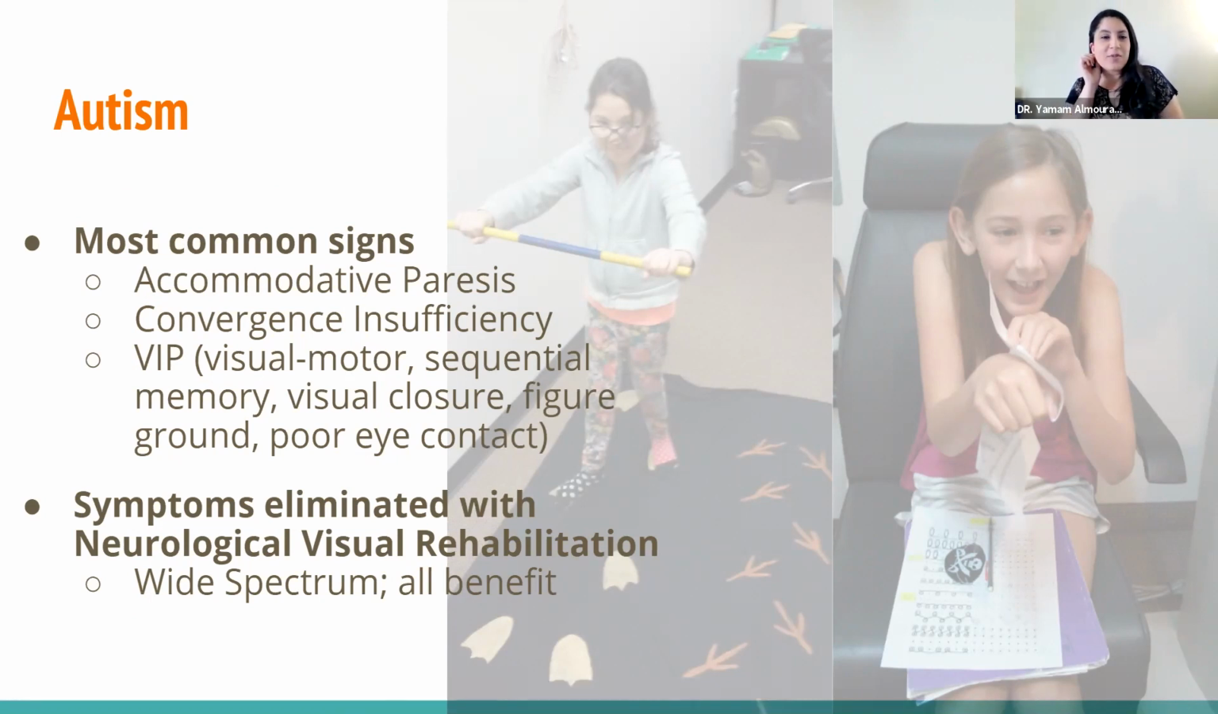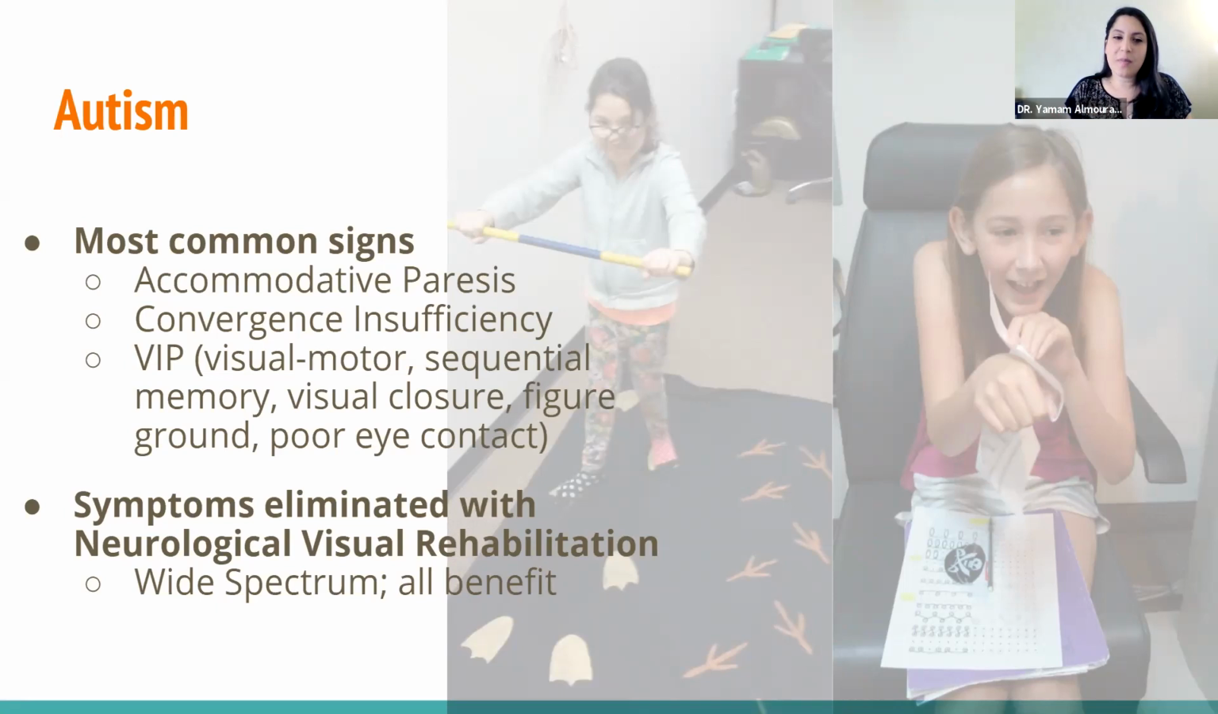Okay, so talking about autism now, the most common signs in autism are accommodative paresis, convergence insufficiency, and visual information processing. And so with visual information processing, it looks like visual motor issues, sequential memory, visual closure. So if you give a patient a picture that has parts of it missing, our brain is supposed to just be able to fill in the blanks, and we can know that this is a picture of whatever it is, a duck.